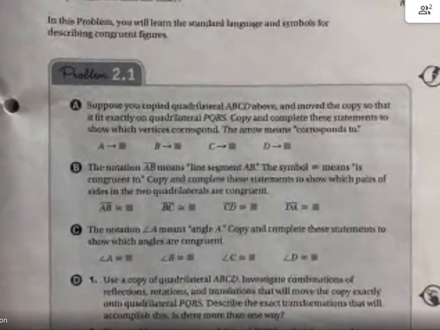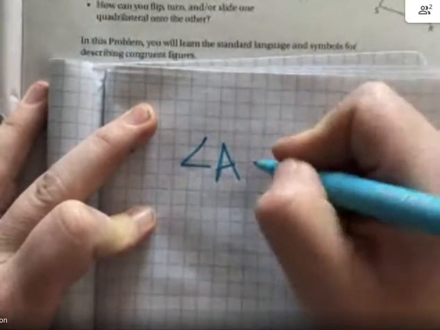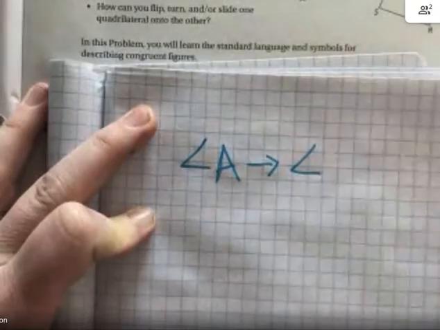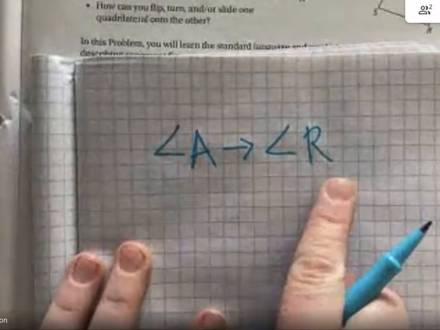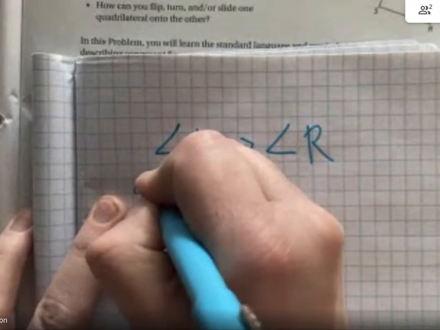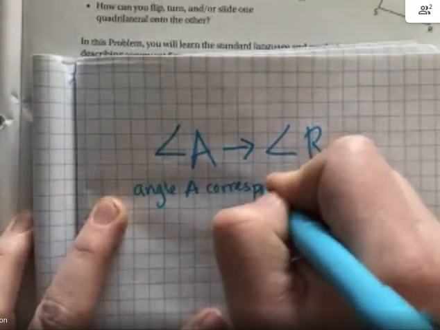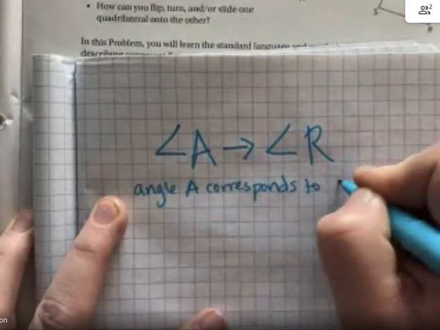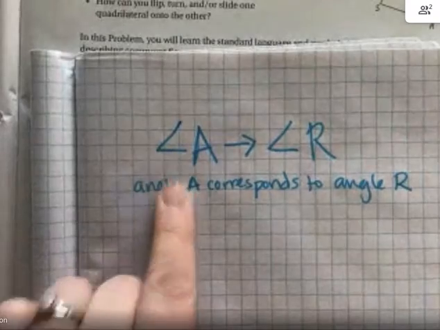After you have done that, you're going to start making some statements in terms of corresponding and congruence. So some information that I want you to be aware of. We can show that an angle is corresponding. So we can say angle A corresponds to angle R in this case. This is how we can write that statement. If I were to translate this out into actual English words, I'd say angle A corresponds to angle R.